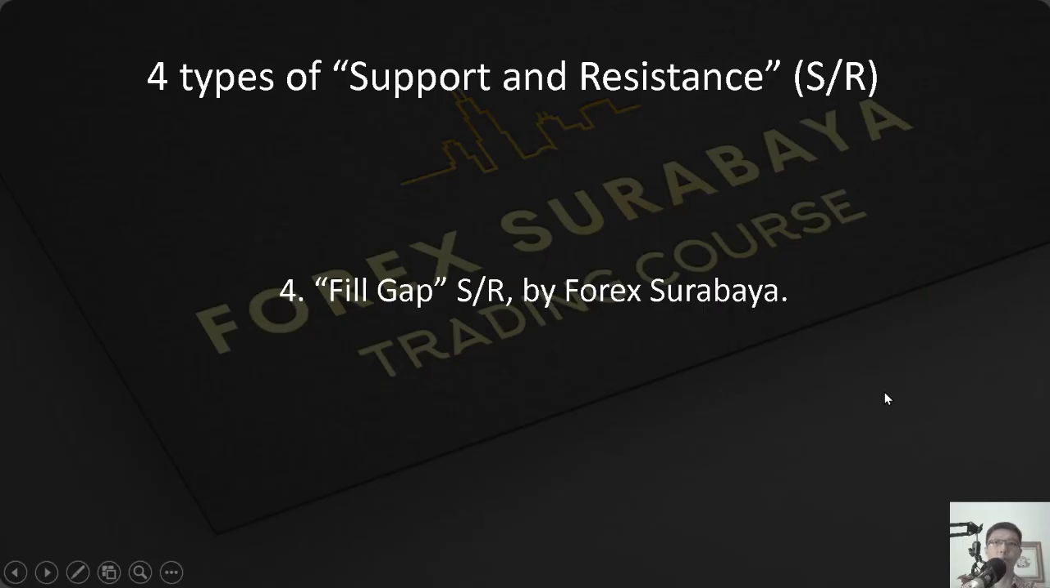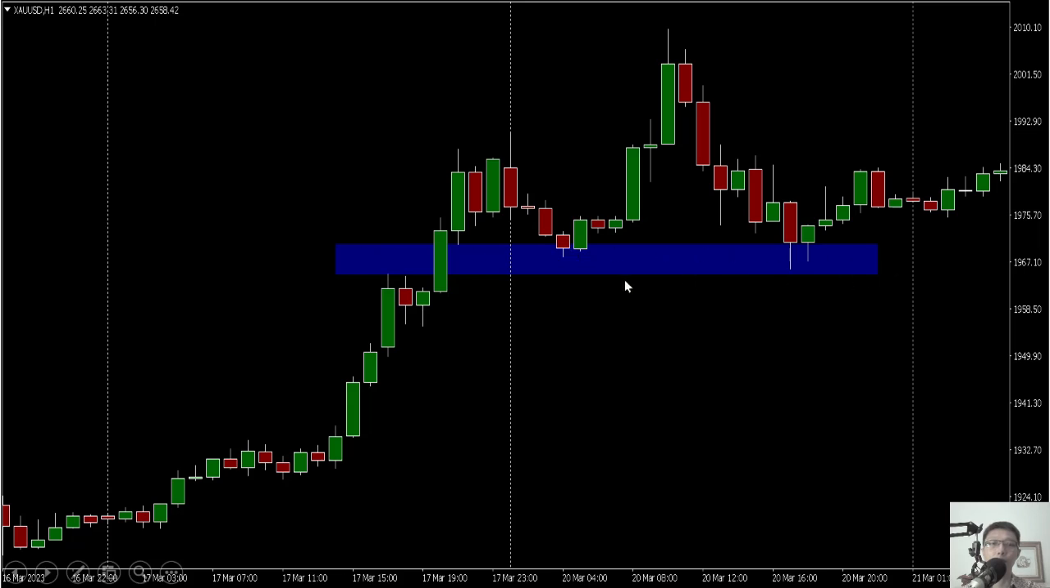The fourth type of support resistance area, we call this fill gap SR by Forex Surabaya. What is fill gap SR? I will explain to you. See this blue SR. After price closes above here, above the blue box, and makes higher like this, this is an uptrend, and then this fill gap SR acts as a support.